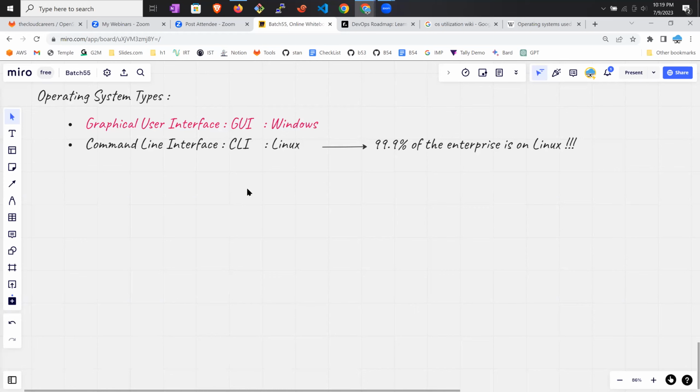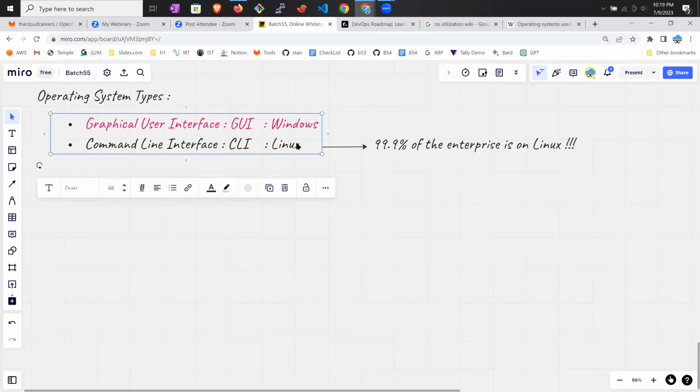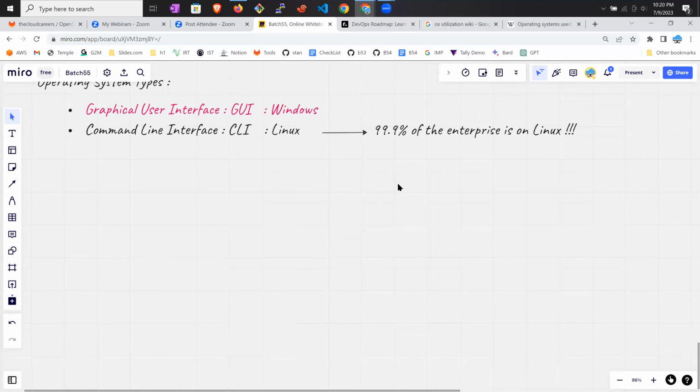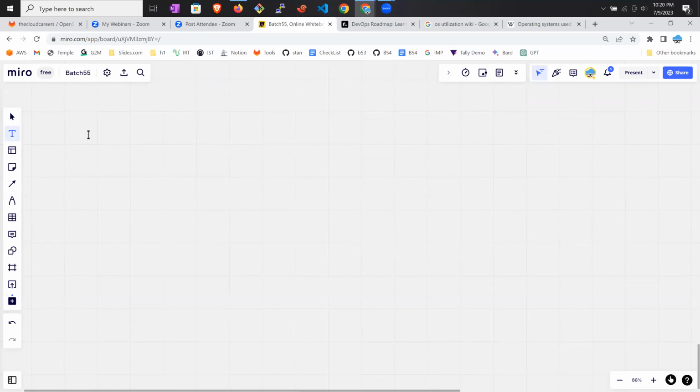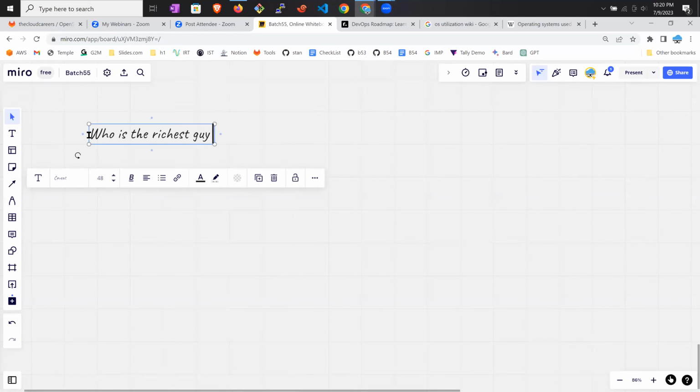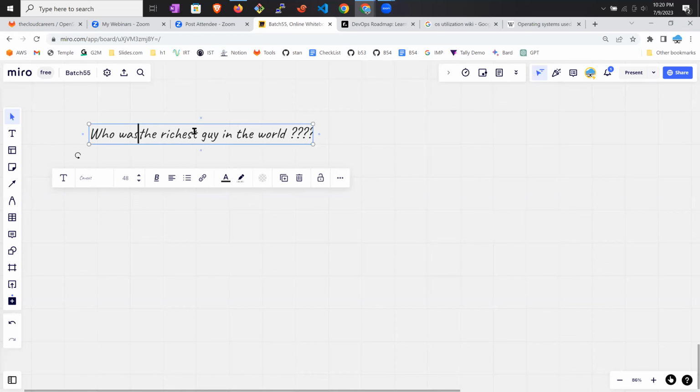Okay, so I'll ask you another question to differentiate why Linux is popular and why, in the game of operating systems, Linux is a big winner. I'll tell you one reason. I'll ask you one question. Who is the richest person in the world? Anyone? Who is the richest guy in the world? Jeff Bezos. Okay, that is something recent. Who was the richest person in the world for a long time?